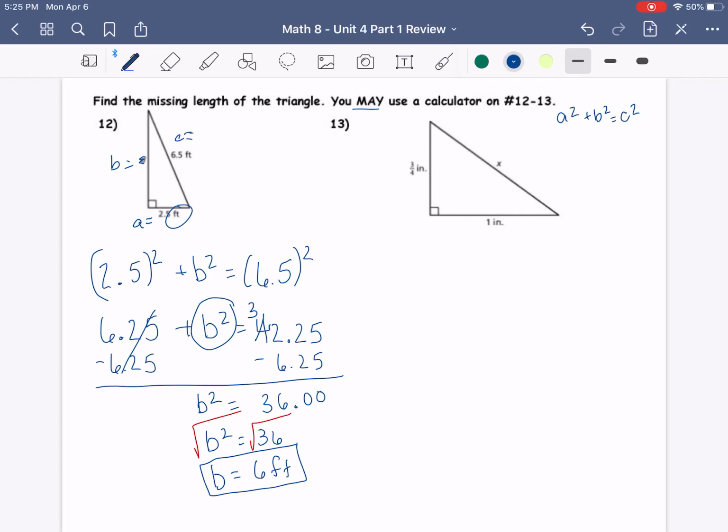All right, on 13, we've got our A value and our B value. These guys connect to make that right angle. And then we'll just call this guy C. So our A value, 3/4 squared. Our B value is 1. Okay, so 3 squared is 9, and 4 squared is 16. 1 squared is just 1.